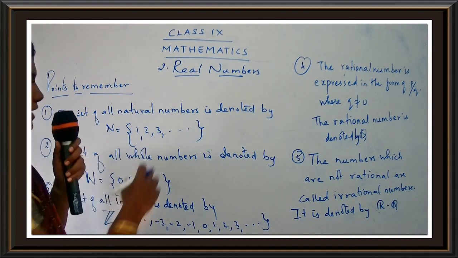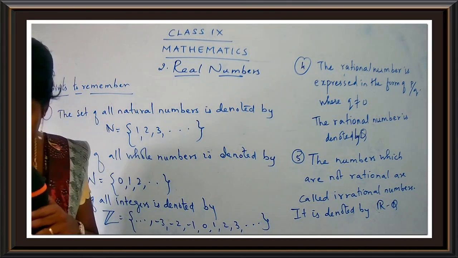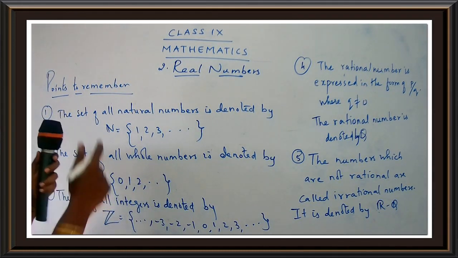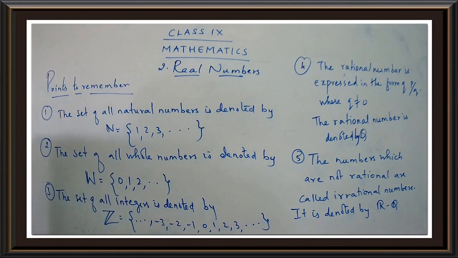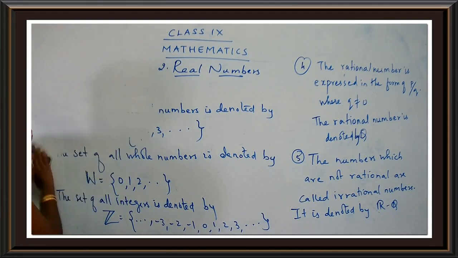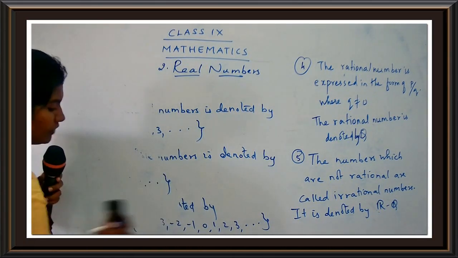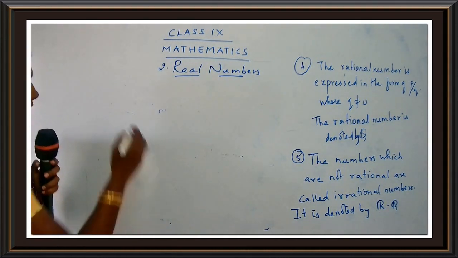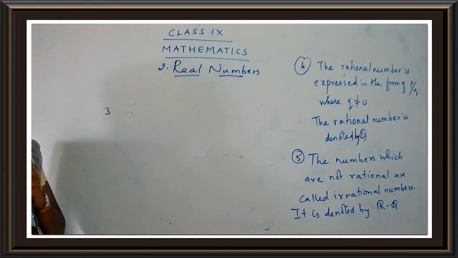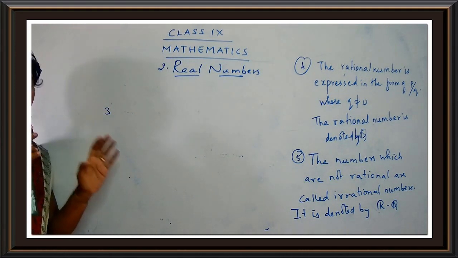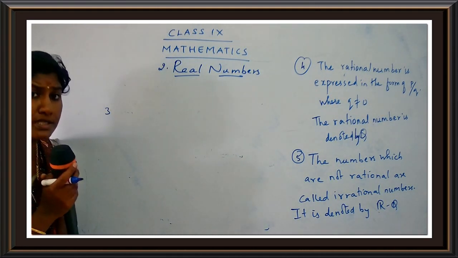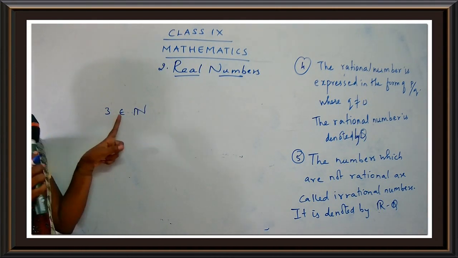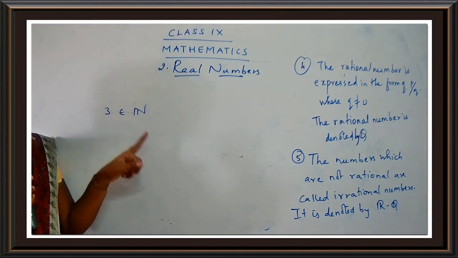Now let us take an example of 3. When I say the number 3, what will you say? First of all, you people have to be clear with the different numbers, then we'll go for the exercise. If I say the number 3 and I ask you, tell me what type of number this is, first of all you'll say, this is a natural number. Yes, 3 belongs to N. That is, 3 is a natural number.